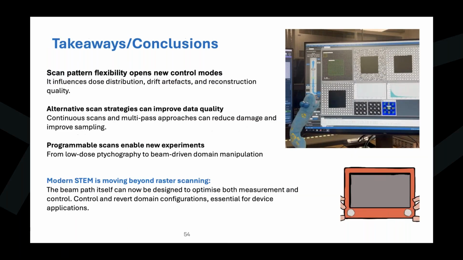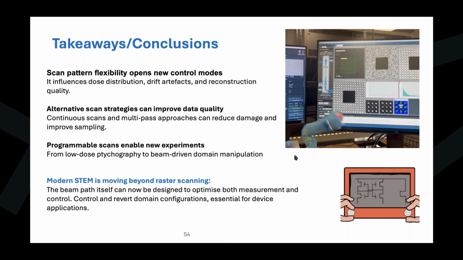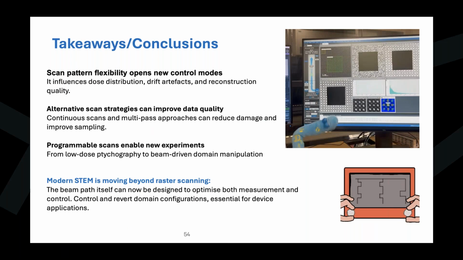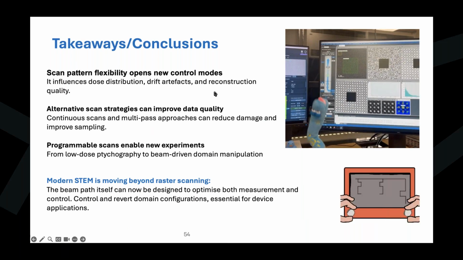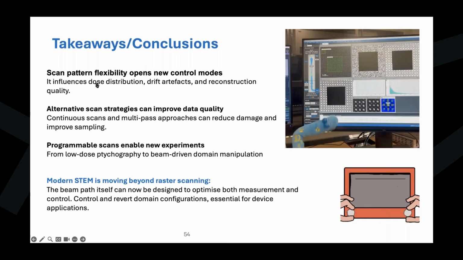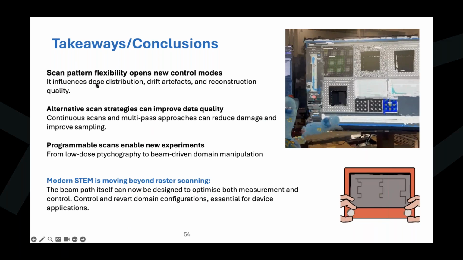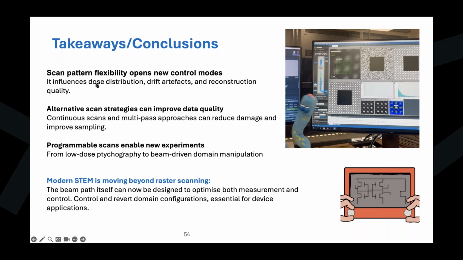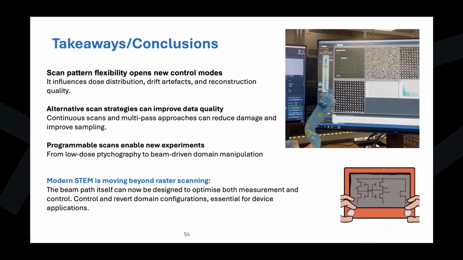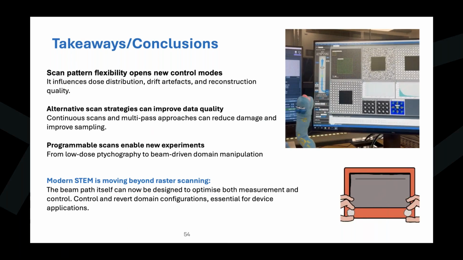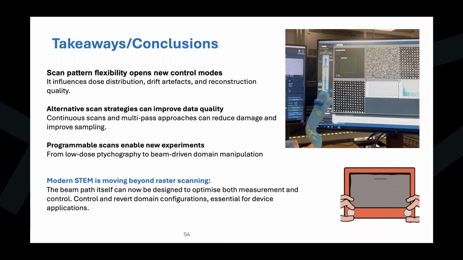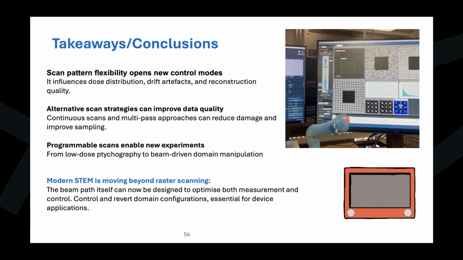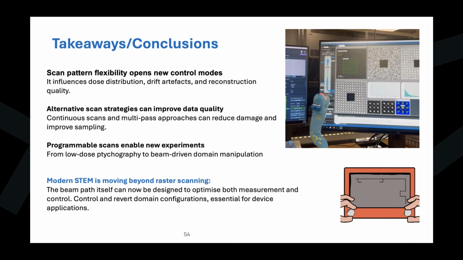So the takeaways: we have our EELS, because we were very excited, hopefully you can see this in the video, about how nice the data was coming out with the spiral scans, and how that really improved our actual EELS resolution, and also for ptychography. The takeaway is that scan pattern flexibility has really helped us for many different applications and many different materials science questions we were trying to answer. It gives us alternative scan strategies, and can really improve the data quality, as Mariana has shown. And the programmable scan then enables new experiments.